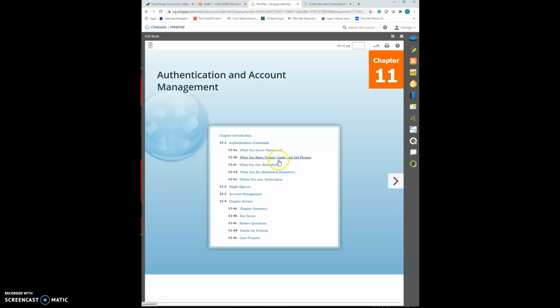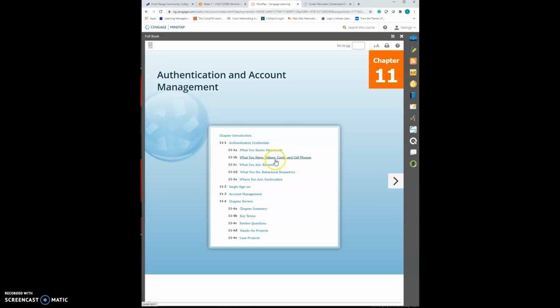Chapter 11, authentication and account management. We take a look at some of the principles on how passwords are known. And you're going to see this a lot: what you know, what you have, what you are, what you do, and where you are. What you know, of course, a password. We take a look at cracking passwords in this chapter.